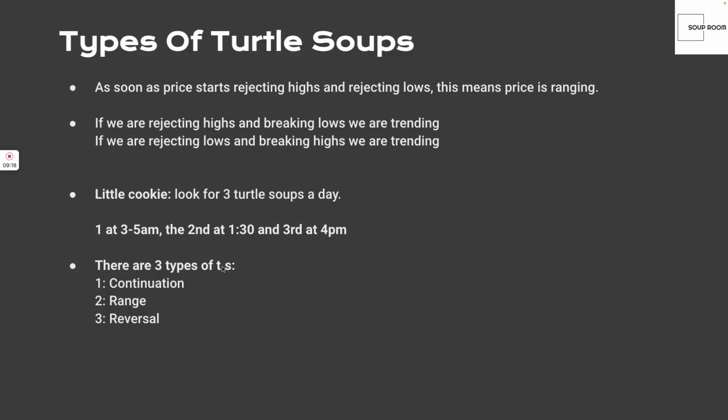There are 3 types of turtle soups. 1, the continuation. This is the kiss of death, explained in this lecture. Please rewind if you missed it. Turtle soup number 2 is a range, also explained in this lecture. And turtle soup number 3, the most popular, is a reversal.